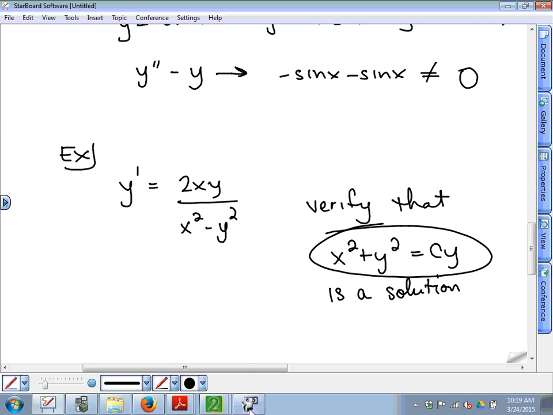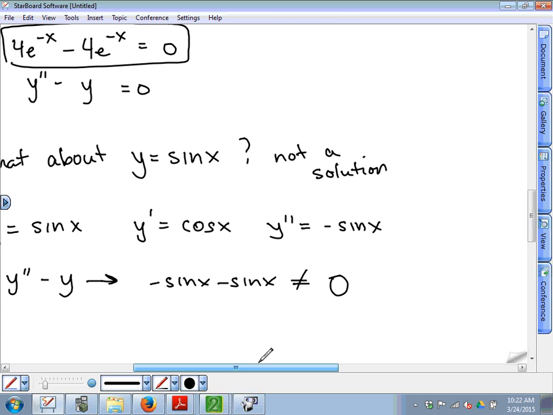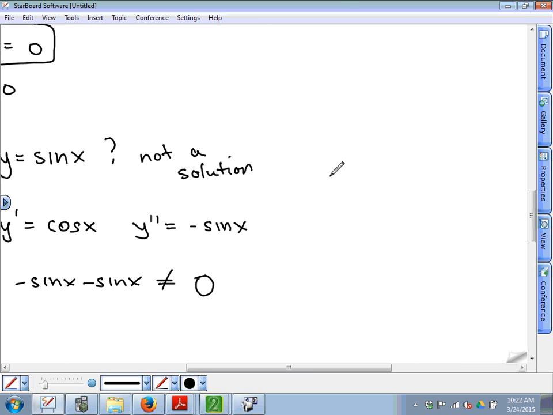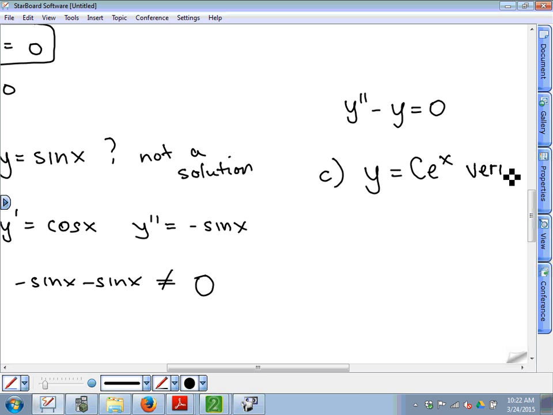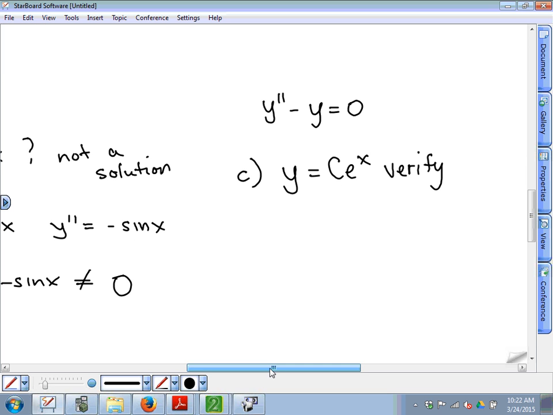Okay, so C, the constant. Let's actually go back up here. If you still have room, add a part C to that first example, if you have room somewhere. So, let's use the first differential equation we had: y double prime subtract y equals 0. What if we verified that y equals c e to the x? Let's try it on the one we just did. Verify that y equals c e to the x is a solution.